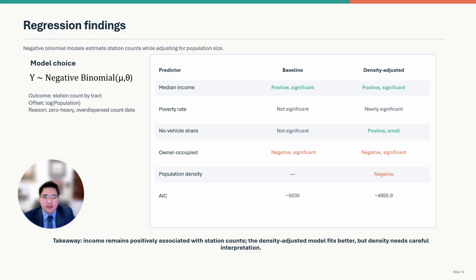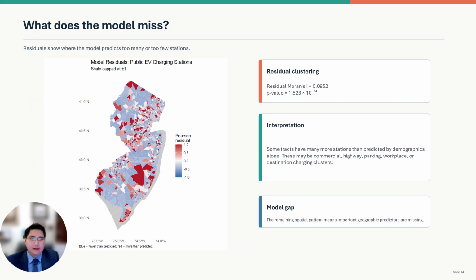Since the population is already in the model as an offset, density is asking whether station availability per resident changes in denser areas after accounting for population and demographics. This may reflect the fact that many chargers are located in commercial, highway, workplace, or destination-oriented tracts rather than simple and dense residential tracts.